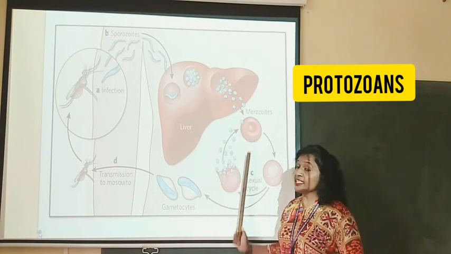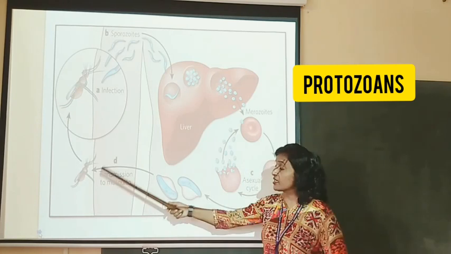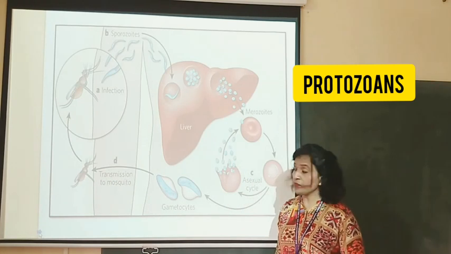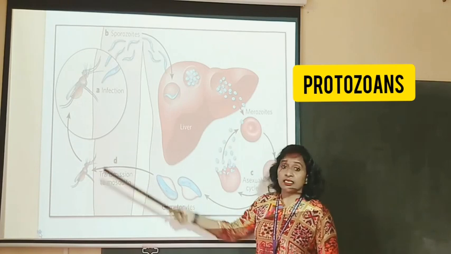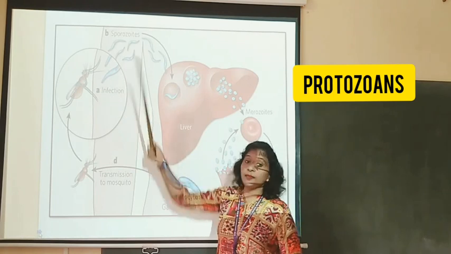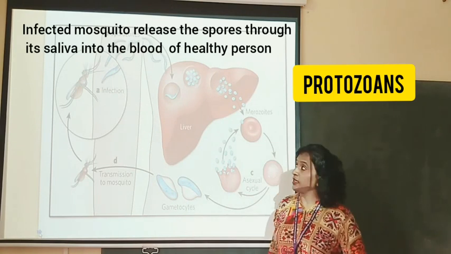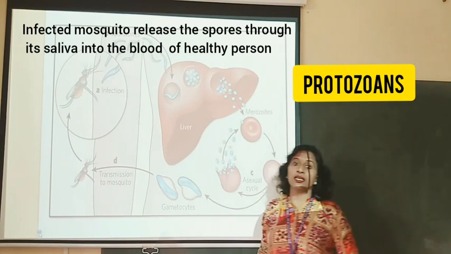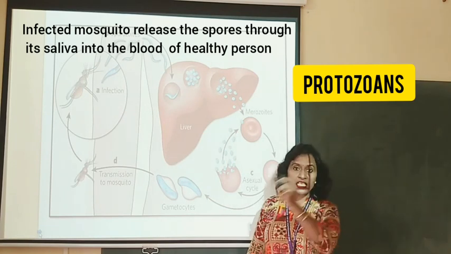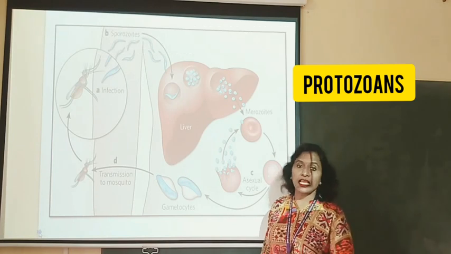That means asexual reproduction occurs in the human, whereas sexual reproduction will occur in the mosquito. So when these spores are formed, they are again transferred from the gut into the salivary gland, and this way the malarial parasite is transferred from mosquito to human to complete its life cycle.